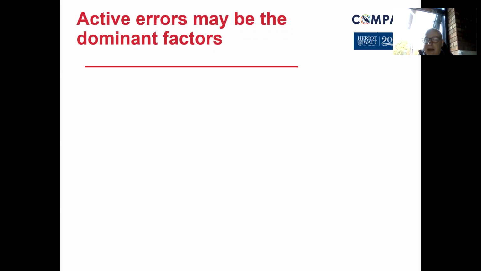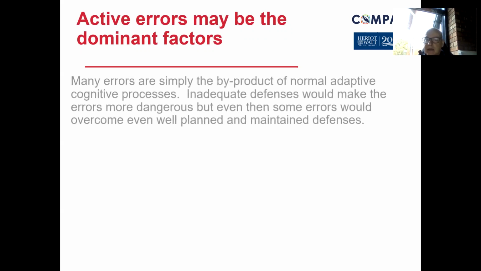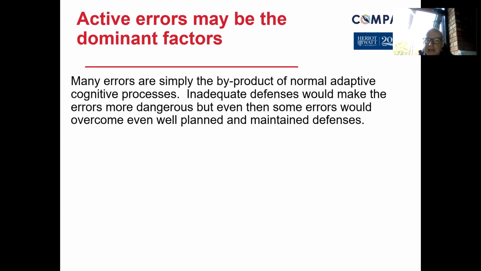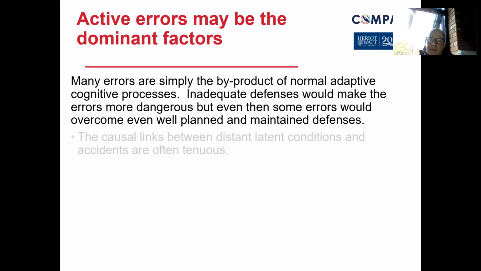And similarly, active errors may be the dominant factors in the workplace. Many of these errors are simply the byproduct of normal, adaptive, cognitive processes, similar to what I was just explaining. Inadequate defenses would make the errors more dangerous, but even then, some errors would overcome even well-planned and maintained defenses. So again, it's people wanting to look right and making decisions. Once they've made the decision, being stubborn about it, rather than accepting, well, actually, there are better, safer ways of doing this.